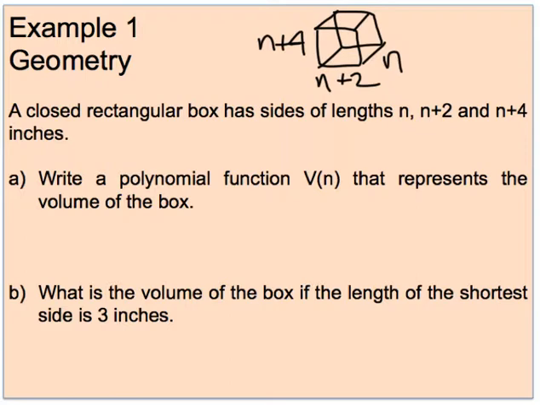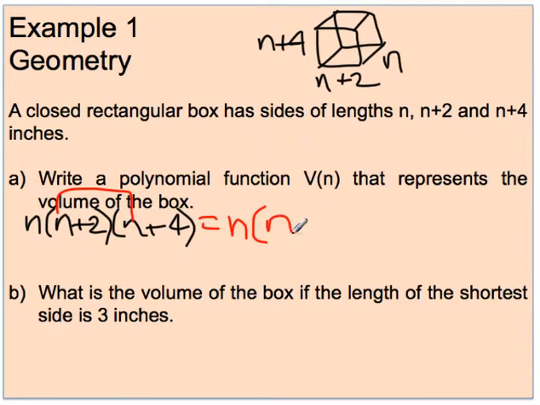So we need to remember that the volume of the box is going to be defined as the length times the width times the height. So here we're going to have n times n plus 2 times n plus 4. I'm going to multiply the polynomials first. So this equals n times, and I'm going to use FOIL, so I have n squared, outer times outer plus 4n, inner times inner plus 2n, and last times last, positive 4 times positive 2 is going to give me plus 8.